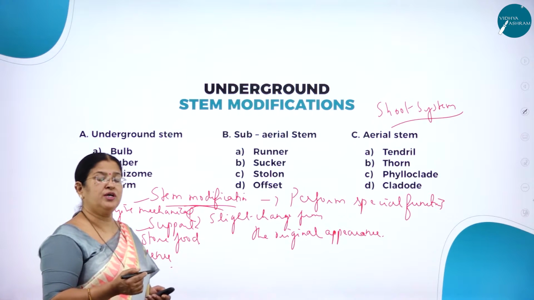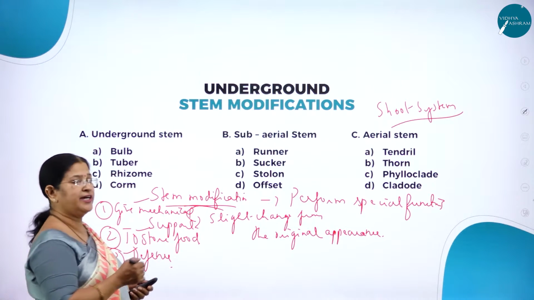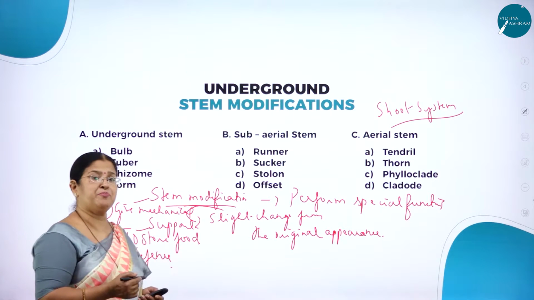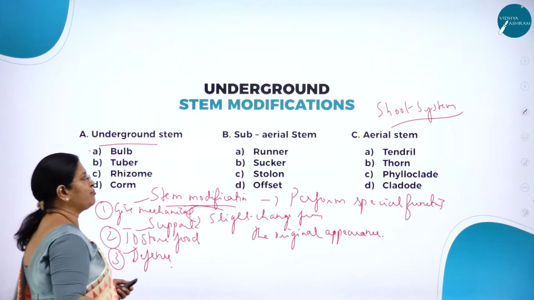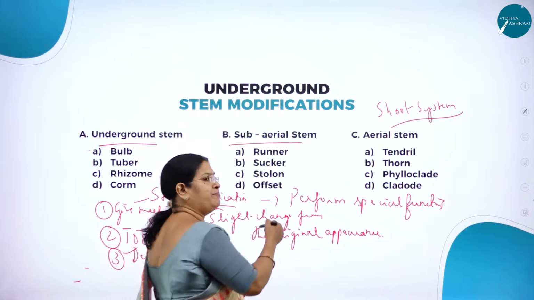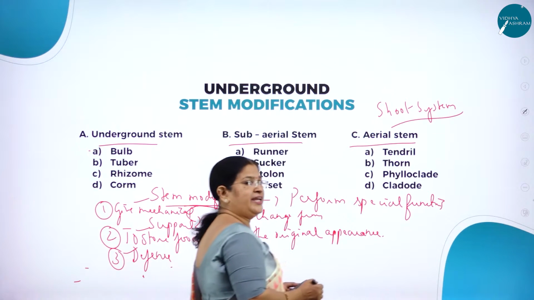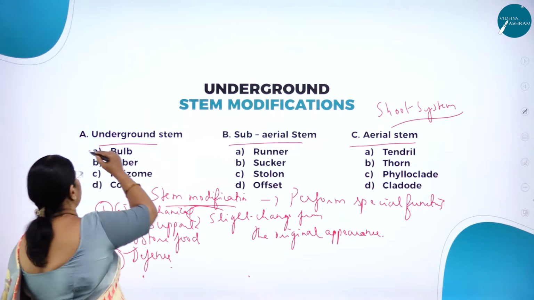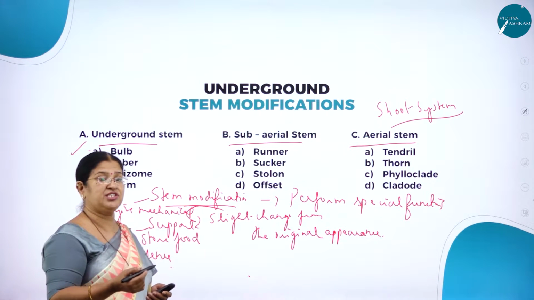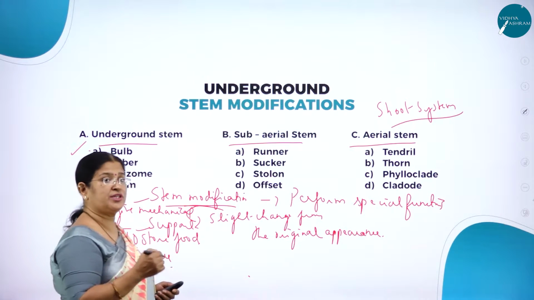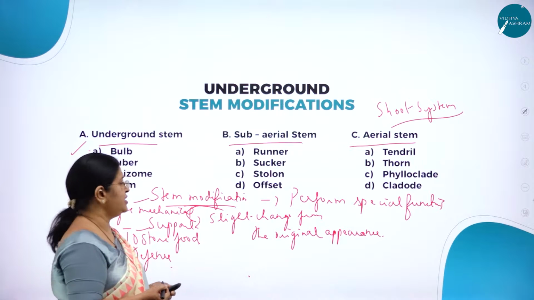So what are we going to study in today's session? We are going to study about the modifications of stem, or stem modifications. Here, the stem modification can be broadly classified into 3 types. Number 1, underground stem modification. Second one is subaerial stem modification, and the third one is aerial stem modification. So the first one is called what? Underground stem modification. So the stem undergoes modification below the soil. Why? To store the reserve food material.